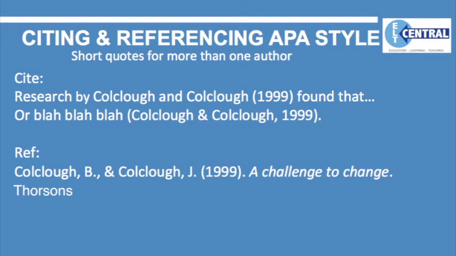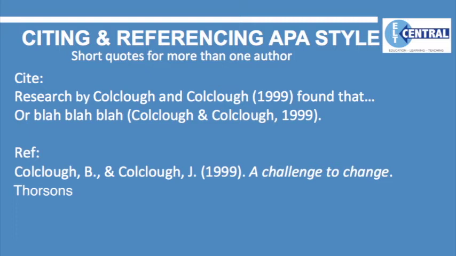Right, if we're looking at short quotes with more than one author, say for example we look at this one here: research by Colclough and Colclough, 1999, found that... Now you see the difference there. We've got Colclough and Colclough with the AND spelt out, because that's not in the brackets, it's outside the brackets, it comes as part of the text. Whereas if we've got Colclough and Colclough in brackets, then we've got the ampersand there.